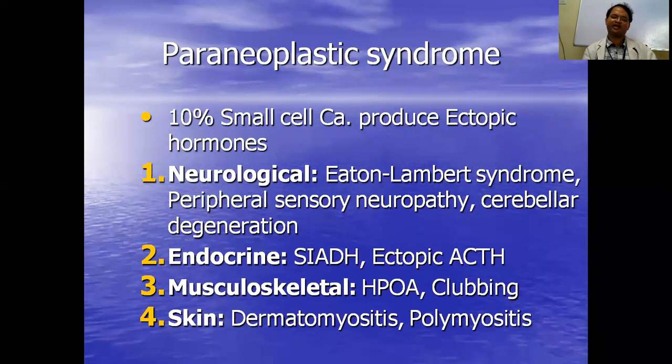What do you mean by HPOA? Grade 4 clubbing. Expand HPOA. Hypertrophic pulmonary osteoarthropathy. What are the features of that? Grade 4 clubbing. You give your answers. Skin manifestations are dermatomyositis and polymyositis.